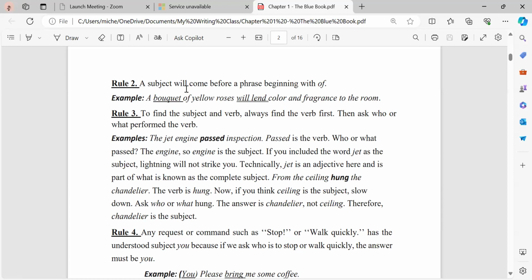So the subject will come before a phrase beginning with "of". For example, a bouquet of yellow roses. The subject will always be before the word "of". For example, "yellow roses" won't be the subject because it is after the word "of". It should be before "of". That's why it's "bouquet". And there are no other verbs, so "will lend" would be the verb in the sentence.